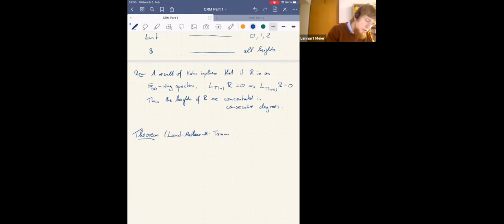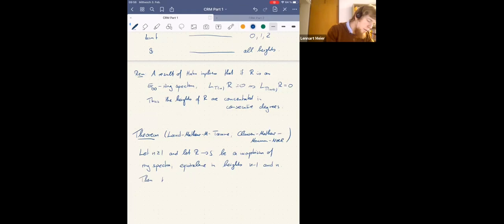And I think I should also include here Klaus and Matthew, Naumann and Noel, although it's not stated in their paper, we really heavily use the results. So let n be bigger or equal to 1 and let R to S be a morphism of ring spectra which is an equivalence in heights n minus 1 and n. And then K of R to K of S is an equivalence in height n.